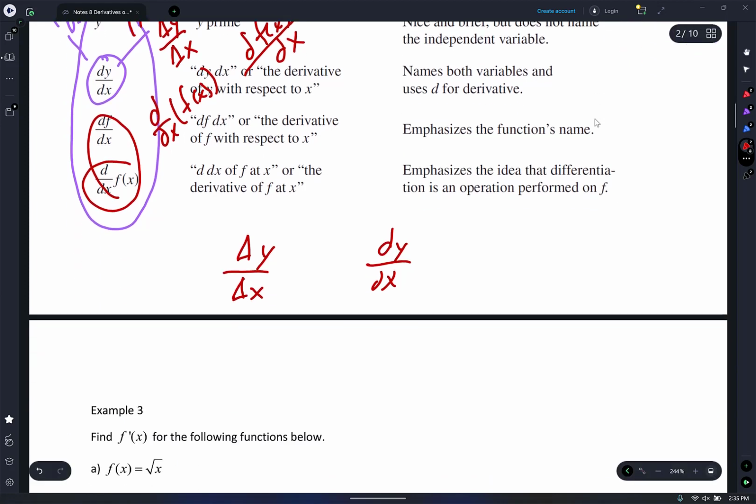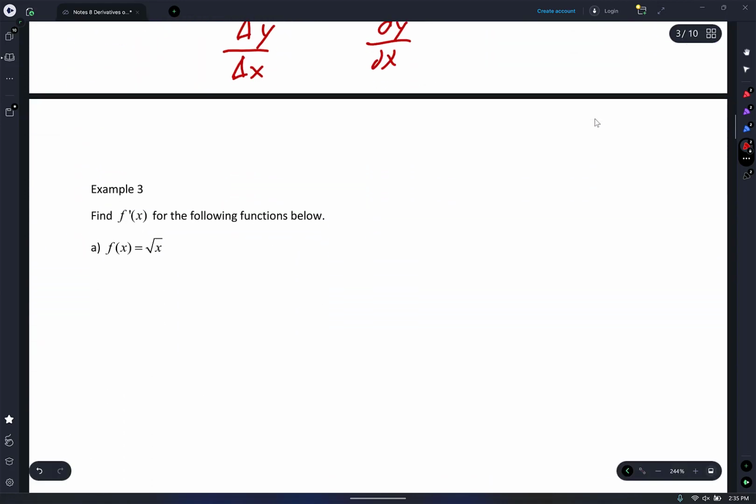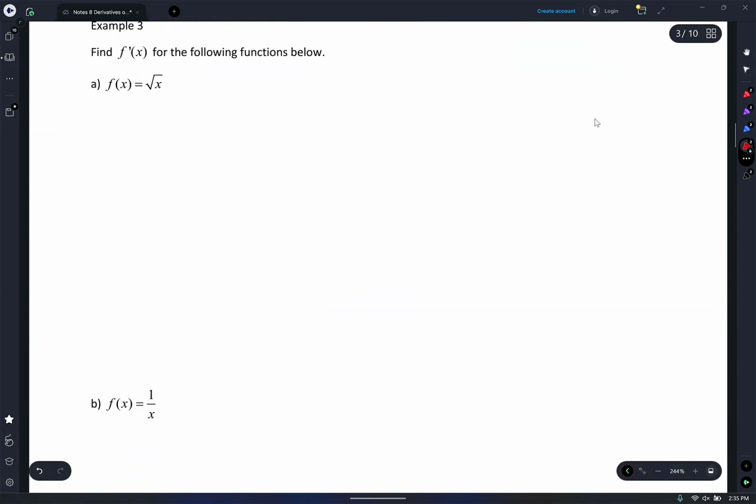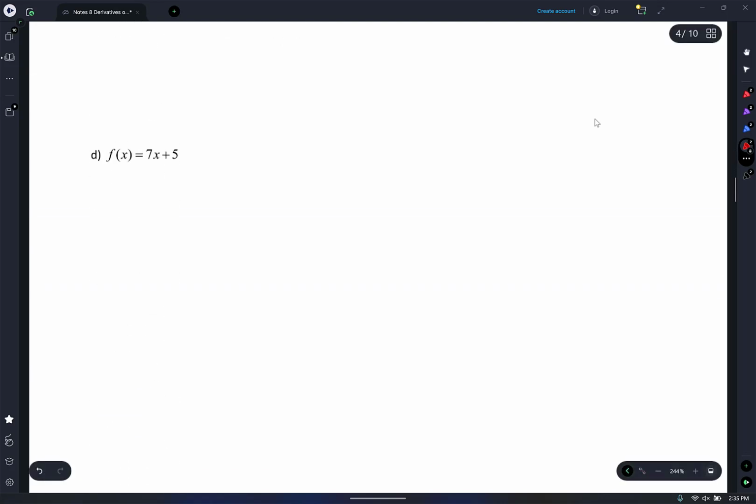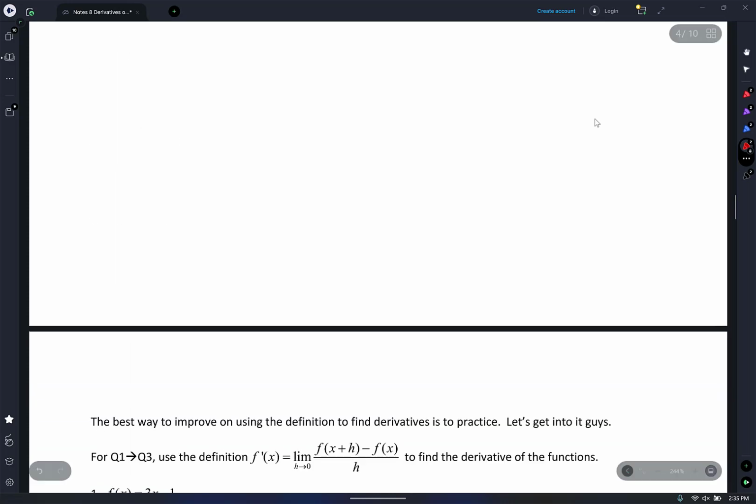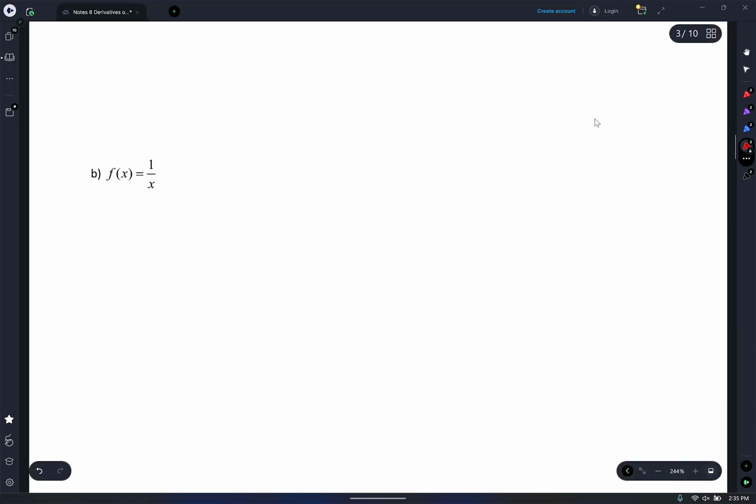Okay. So notice. Don't worry, we're going to stop. Let's see, where do we stop? We'll stop at example 3. And yeah, we'll stop at example 3.